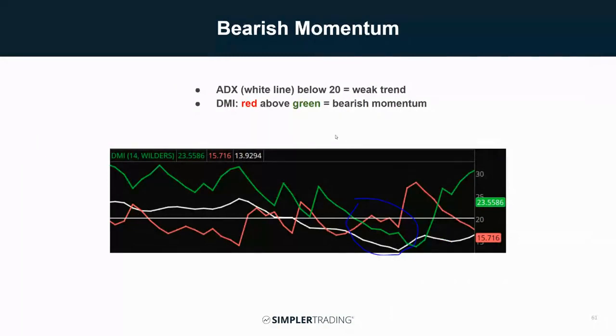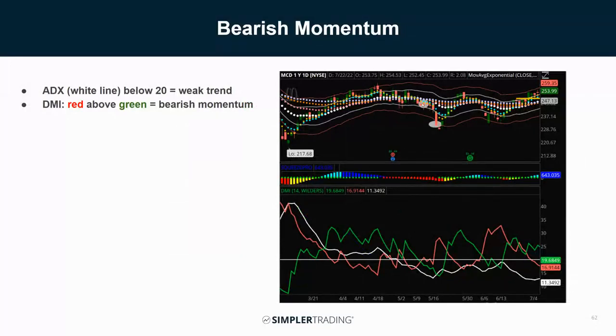And for bearish momentum, of course, the opposite. That bad boy ADX is below the white line. We got a weak trend. So by default, for us, we're never going to get long inside of a weak chart because we're not going to get our buy signal if ADX is below 20. It's not possible. DMI red above green, bearish momentum.